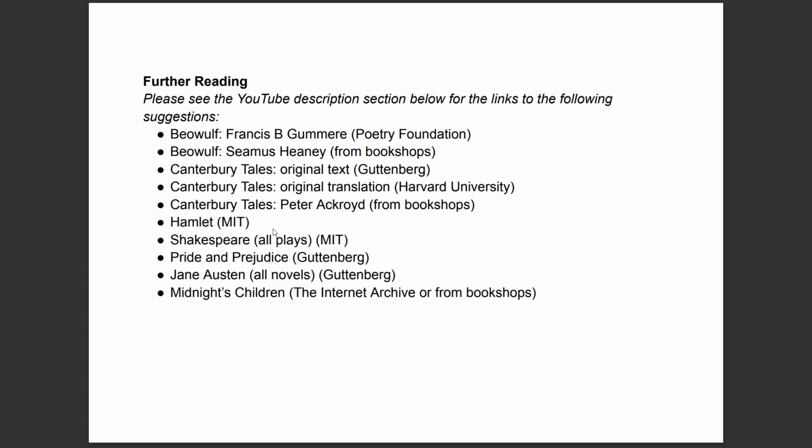And then Hamlet and Shakespeare. I mean, there's hundreds of websites where you can find the Shakespeare plays, but I find these ones the easier ones to follow, strangely enough, even though this is the Massachusetts Institute of Technology. And then Pride and Prejudice and all the Jane Austen novels on Gutenberg. So notice Gutenberg, it's a treasure trove. It's got thousands of free books, novels, non-fiction, poetry. And then finally, Midnight's Children, you can get from the Internet Archive or from bookshops.